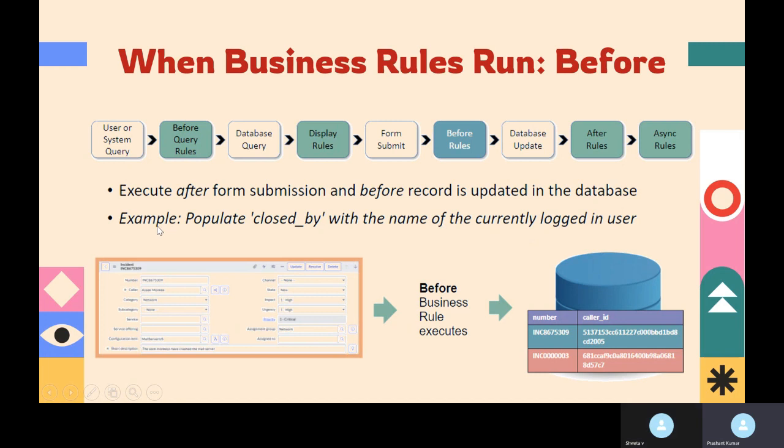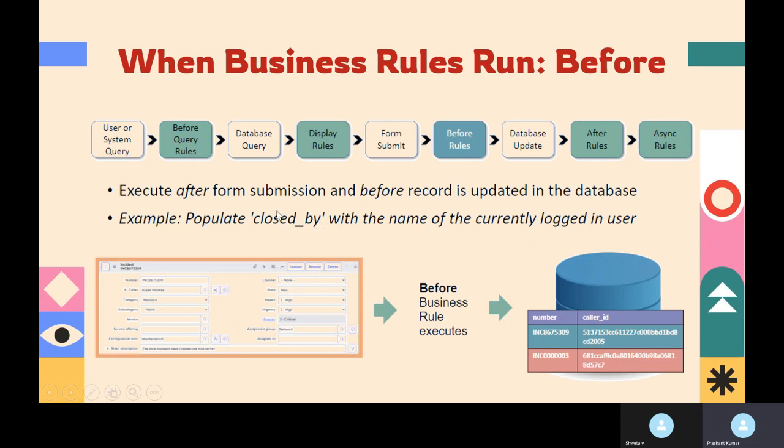Now they have provided an example: populate closed by with the name of the currently logged in user. You have noticed there is a closed by field in many of the forms. You might have seen it in other places also, like in the GRC module, whenever certain things are closed or a ticket is closed. So there is a closed by field. Generally it is populated as soon as we are closing any task, right?